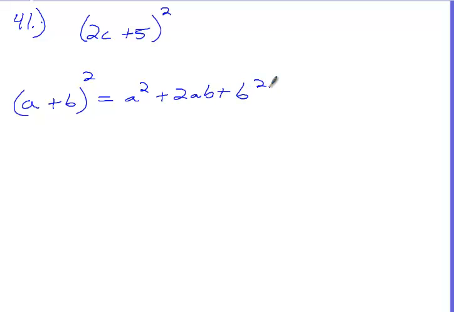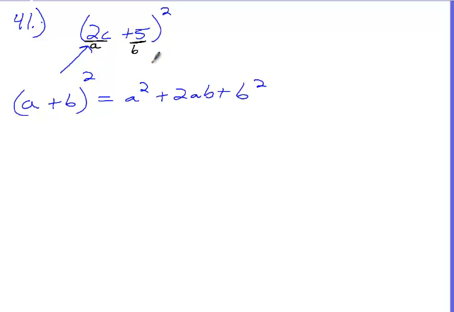There you go, perfect, right? So, if I wanted to use this formula for this setting, how would I go about it? The first thing I need to do is identify my A and my B. So what is my A term? Close. It's the entire piece. So 2C is my A. What is my B? 5.